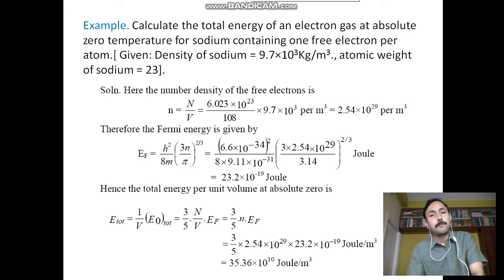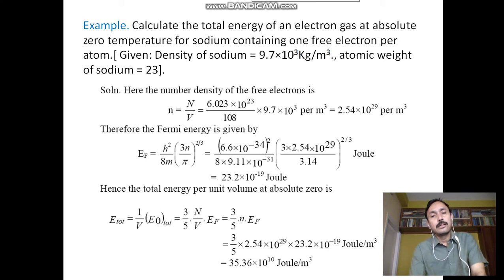Therefore the Fermi energy is given by EF is equal to h square by 8m, 3 by pi, capital N by V. We are representing it as small n. So the value of small n is 2.54 × 10^29, and this becomes 3 into 2.54 × 10^29 by 3.14. On calculation it becomes 23.2 × 10^-19 joule. So the Fermi energy becomes 23.2 × 10^-19 joule.